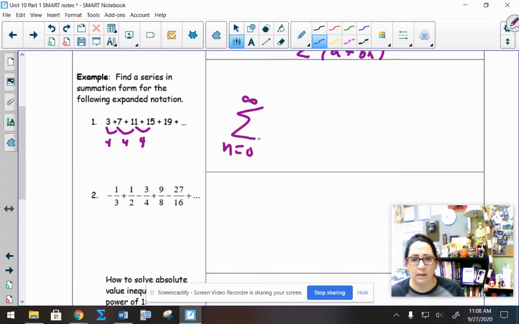Now let's just double check that we did it right. Plug in a 0. 4 times 0, 0 plus 3 is 3. Let's do our next one. Plug in a 1. Well, we get out 7. Plug in a 2. We get out 11. So this is the summation form here, with the sigma and everything. We've turned it into a series form for this right here.